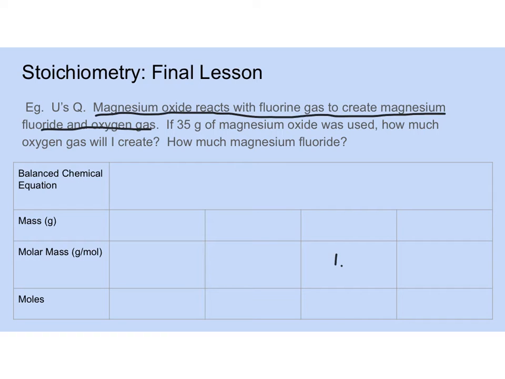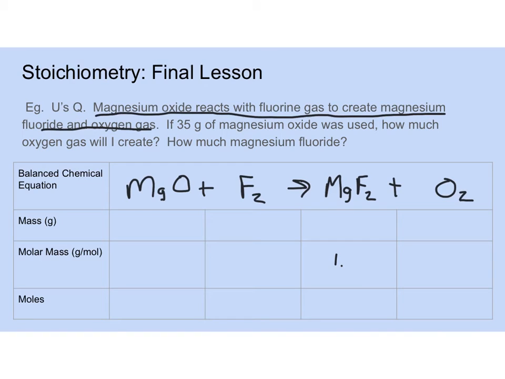So this is, remember, you have to know this crisscross rule. So magnesium oxide reacts with fluorine gas. So magnesium oxide is MgO plus fluorine gas, and that's F2, leads to magnesium fluoride, which is going to be MgF2 plus oxygen gas, and that has to be O2. So this is extremely important that you get this part right. Okay, if you get this part wrong, then everything else in your question is going to be wrong.